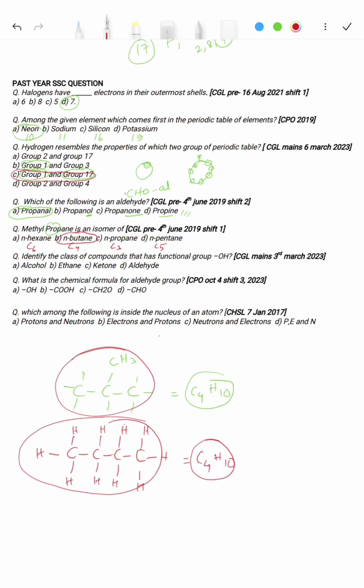Now the next question: identify the class of compounds that has the functional group OH. OH is an alcohol group. This is CGL Mains 3rd March 2023. So alcohol is the right answer. Now, what is the chemical formula for the aldehyde group? That is CPO October 4 shift 3 2023. Another question on the aldehyde group. So the right answer is option D, CHO.